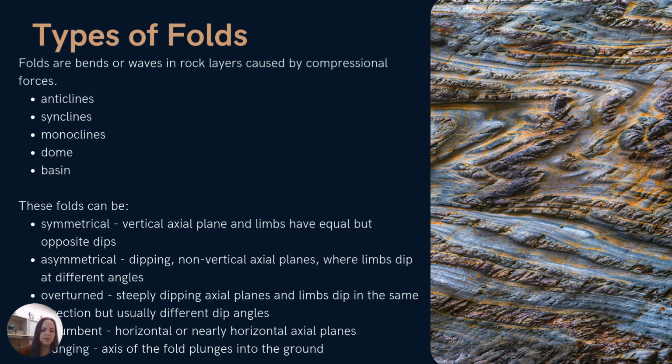These folds can either be symmetrical, which means that the limbs are equal on either side of the axial plane. They could be asymmetrical, which means that the limbs are at different angles, or there's not a vertical axial plane, or they might be dipping. They can be overturned, which means that the axial plane is steeply dipping in one direction, and the limbs dip in the same direction, but usually at different dip angles. Or they can be recumbent, which means they have nearly horizontal axial planes. Or they can be plunging, which I used that word already. The axis of the fold would plunge into the ground. So let's start with the types of folds, and then we'll look at some of the special cases.